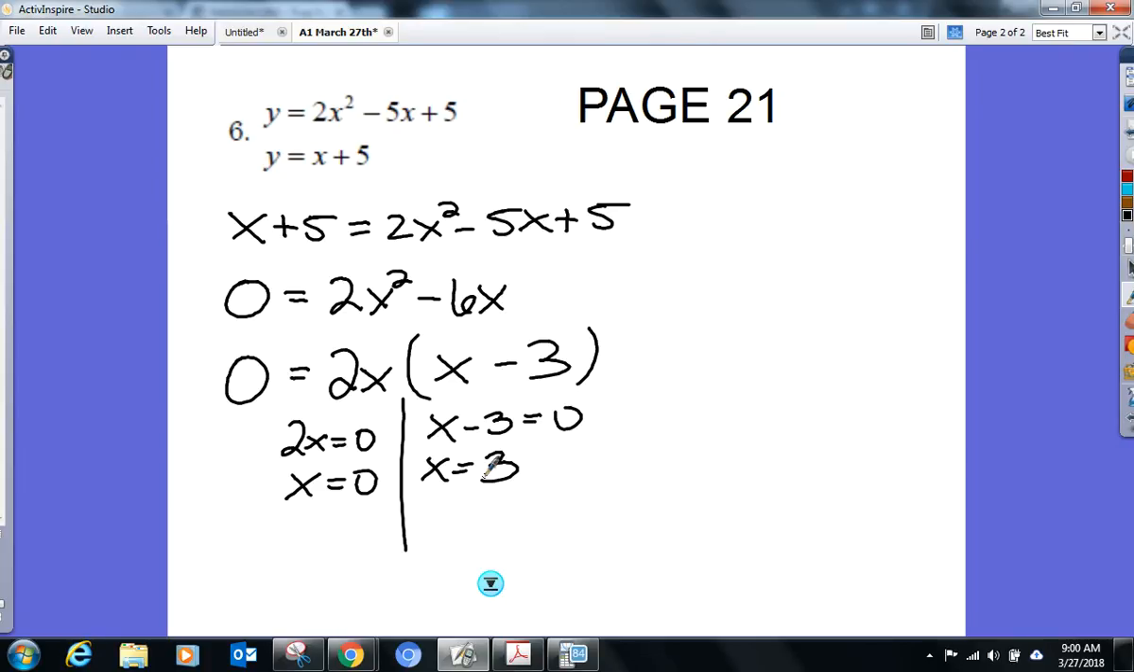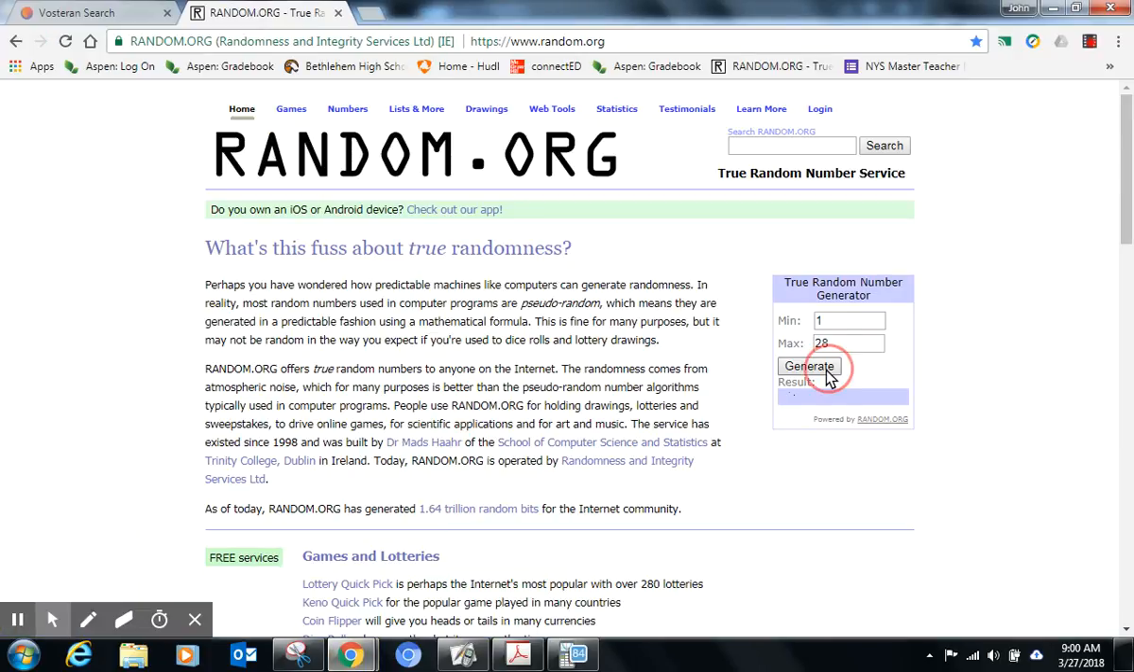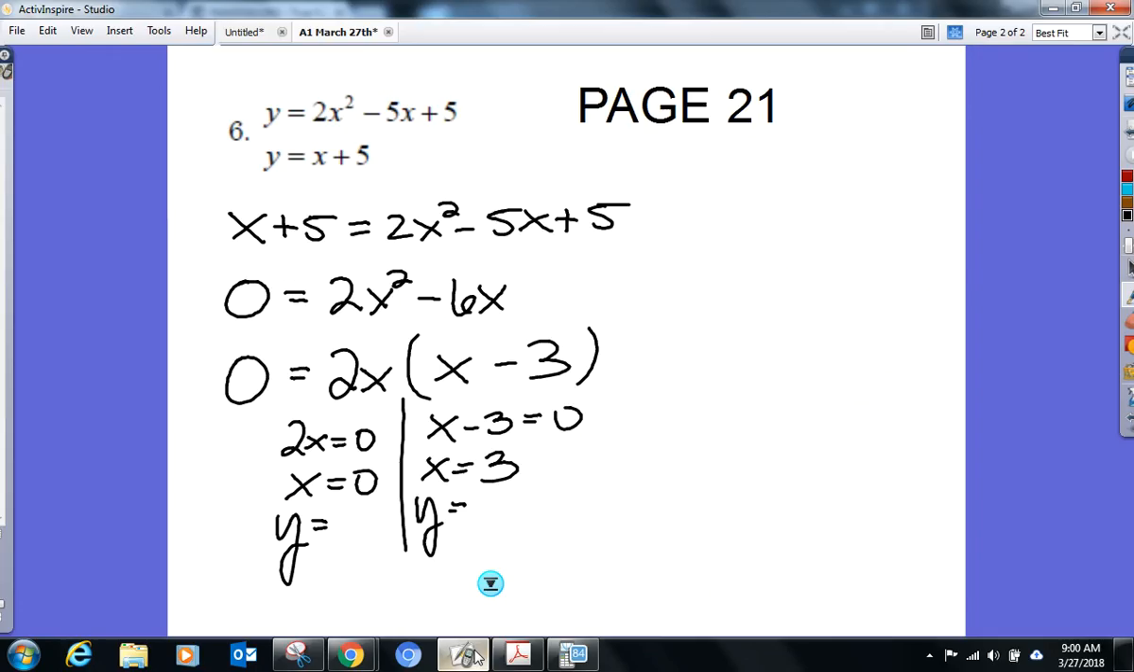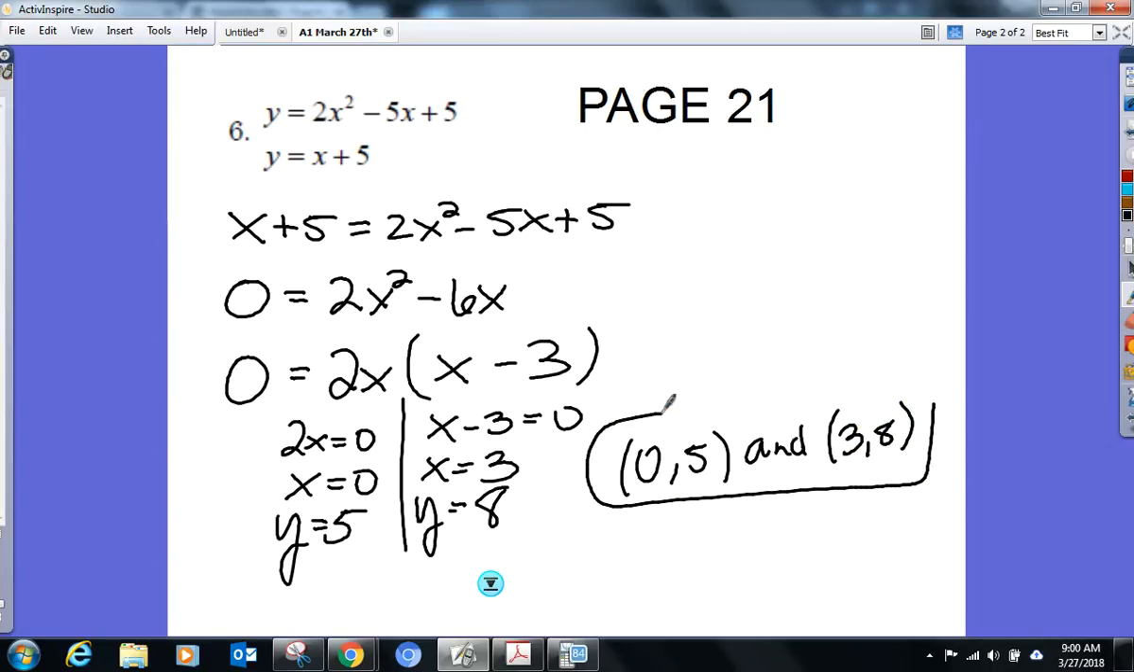So go ahead, plug in 0 and 3 into either equation. I probably know which one you're going to plug it into, but hey, why not? If it's that easy. What are my 2 y values going to be? Here you go, 10. 5 for when x equals 0. What about when x equals 3, Matt? Y equals 8. Yep, making sure we write 0, 5, and 3, 8. Nice job. And again, if you want to go ahead and check it, feel free.